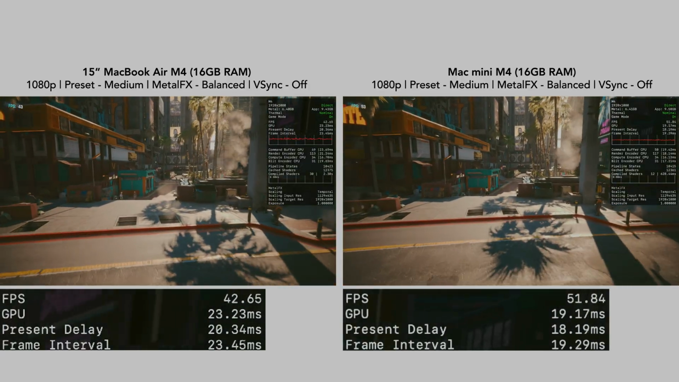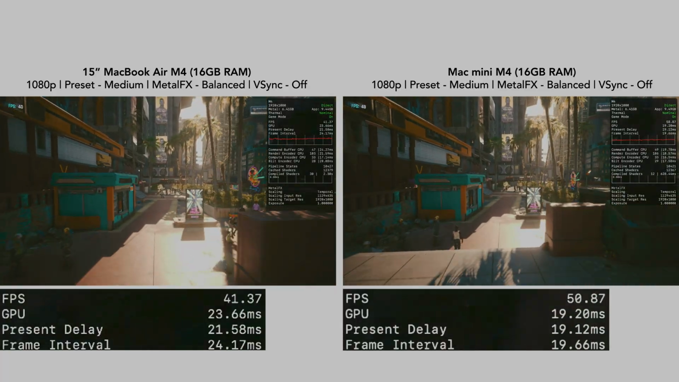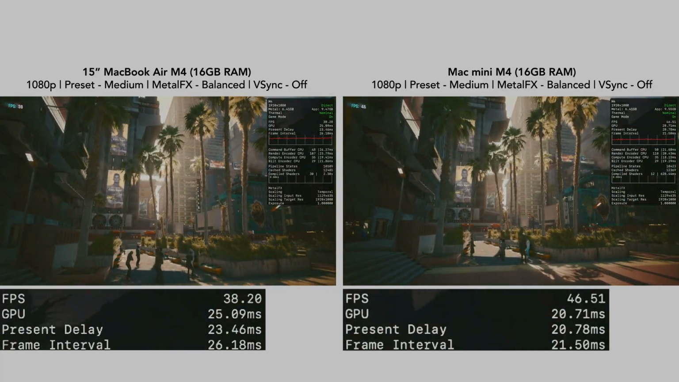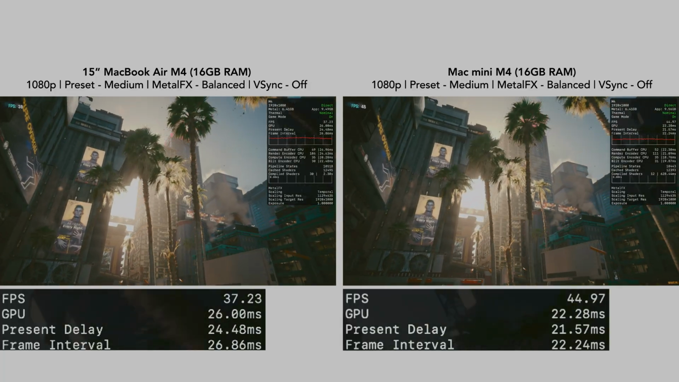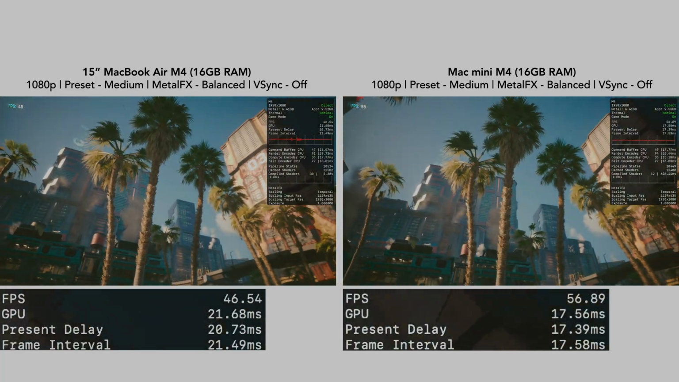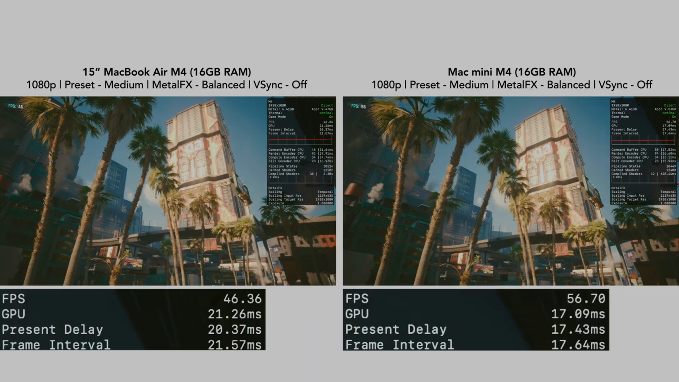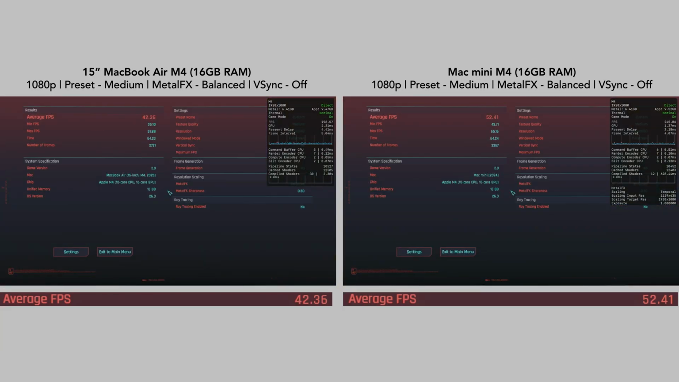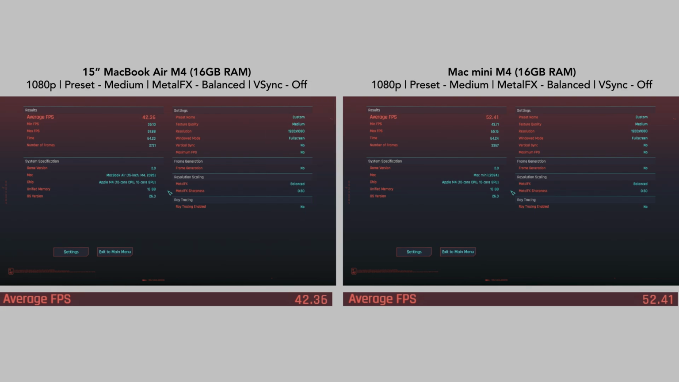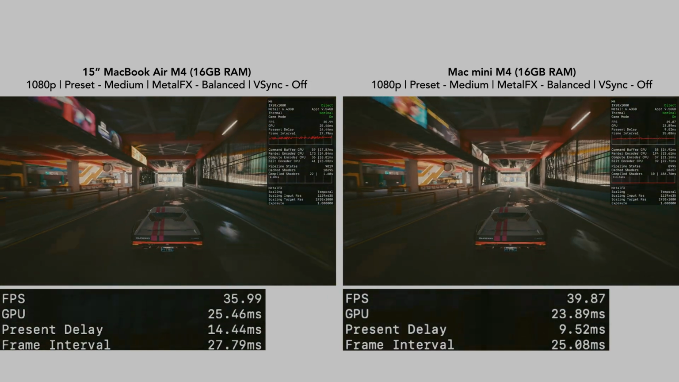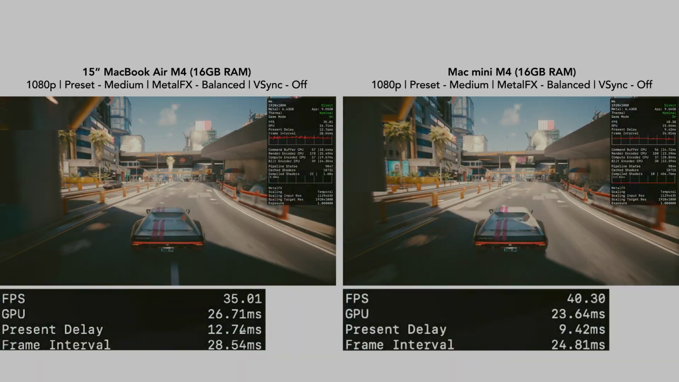MetalFX, or FSR, is definitely needed to provide us a better experience. This is still medium preset at 1080p, but with MetalFX Ultra Performance, which uses an input scaling resolution of 1129 by 635. In the benchmark, we are seeing 42.36 FPS on the MacBook Air and 42.41 FPS on the Mac Mini. So the Mac Mini is providing us with about plus 10 FPS.